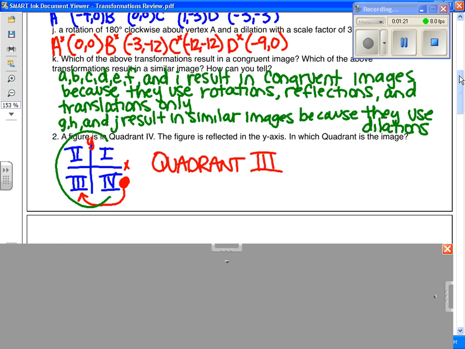On number two, a quick reminder about your quadrants. So you start on the top right-hand side and count around in the shape of a C. 1, 2, 3, 4. If you start in quadrant 4, where this red circle is, and you reflect it over the y-axis, it will end up in quadrant 3. So just make sure you know your quadrants for that and your x and y-axis.